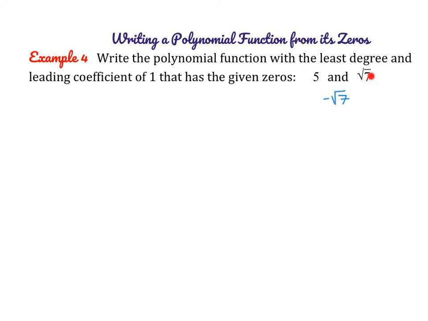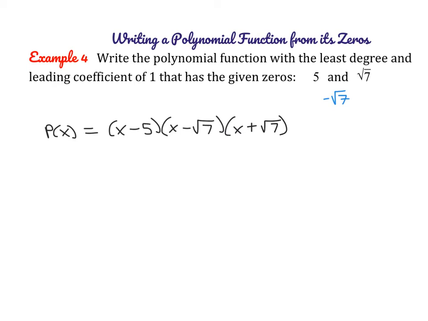Okay, so we have 3 zeros. So we're going to make a third degree polynomial. So now all we need to do is turn our zeros into factors. Remember the relationship between the zero and the factor is that they're always opposite. So if the zero is positive 5, the factor is x minus 5. If the zero is positive root 7, the factor is x minus root 7. And then if the zero is negative root 7, the factor is x plus root 7.